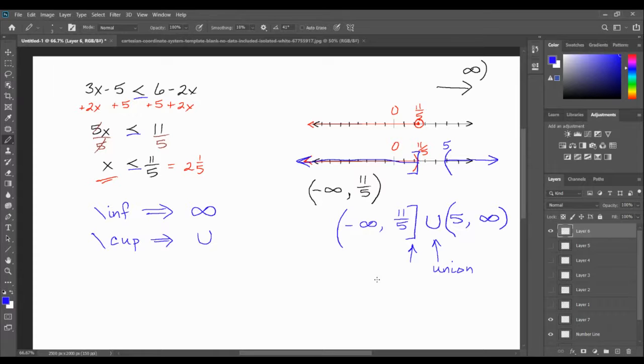Let's see if I can find one that has a couple of them. I just found one here.